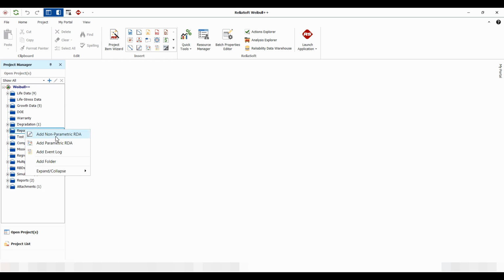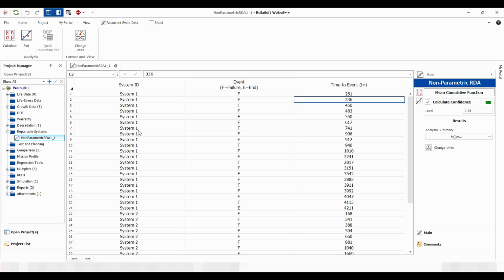We're going to consider the non-parametric RDA, but we already have one analysis created, so we don't need to populate the sheet. We open up this analysis, and we have three columns. We have a system ID, where we've inserted two systems, system 1 and system 2. The second column tells us whether we're dealing with failures. We're collecting failures, and the last reading for each system is an end reading. It can coincide with the last failure, by the way.